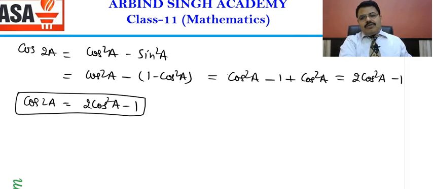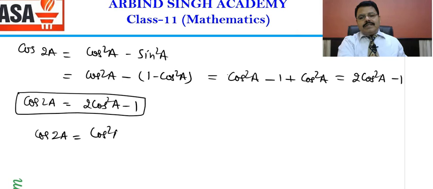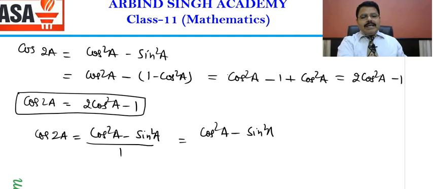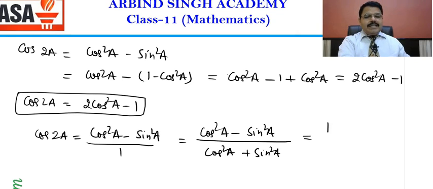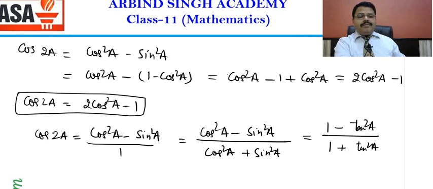Now, moreover, cos 2a is what? Cos square a minus sin square a. What is in denominator? That is 1. So one can write this cos square a minus sin square a, and in place of 1, one can write cos square a plus sin square a. If I divide by cos square a both the sides, then cos square a divided by cos square a, what is that? 1. And sin square a divided by cos square a is tan square a. And again, same, cos square a divided by cos square a is 1 plus sin square a divided by cos square a is tan square a. So this is another form of cos 2a.